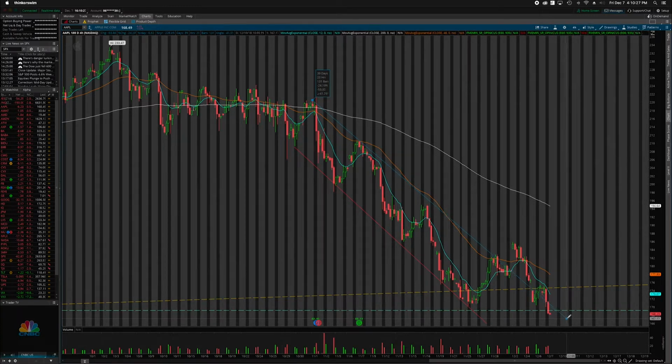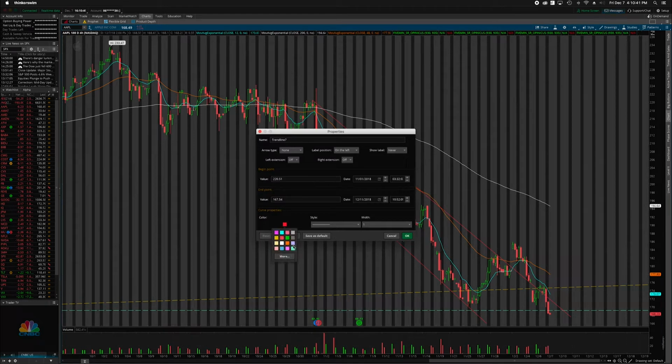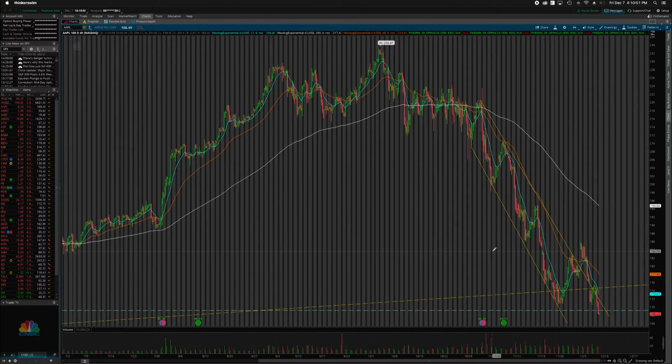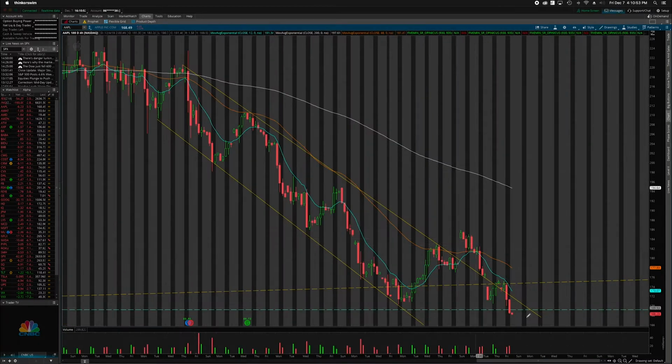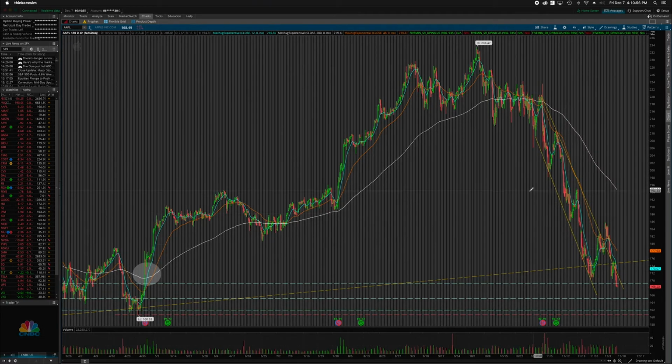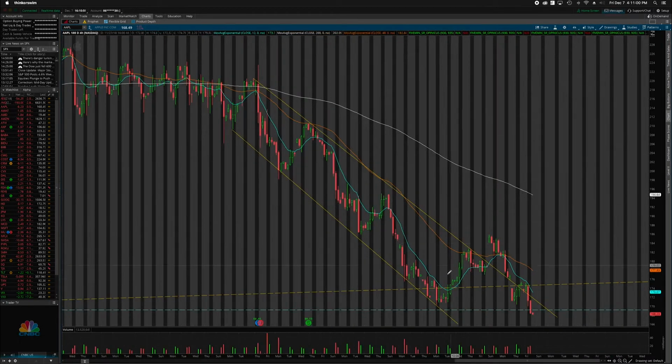Seems to be something going on about right there. And yeah, we can see this channel, kind of steep, not my favorite setup there. Leave it there. And we can see how it respected that line right there, and then actually broke right through. Respected it when it fell again.